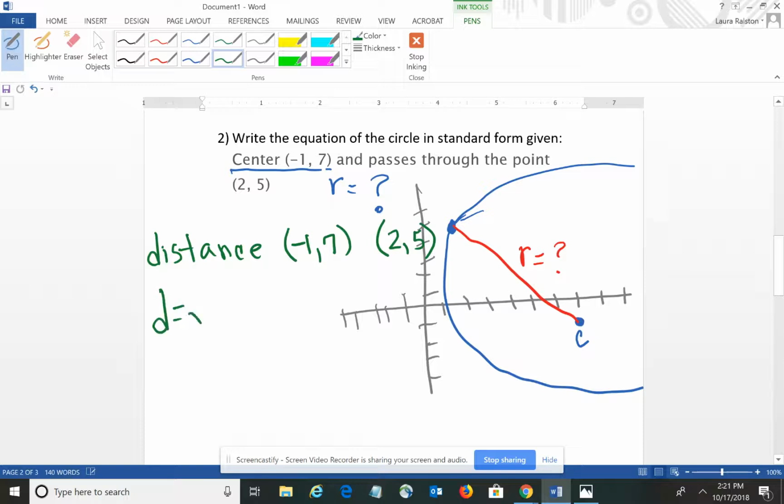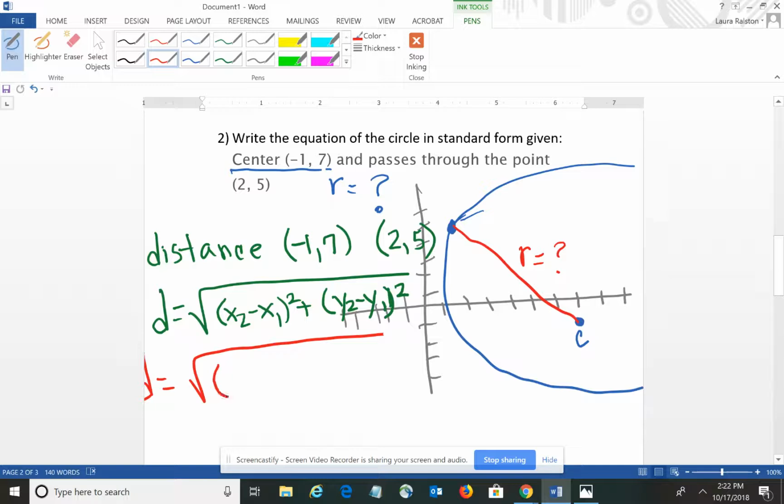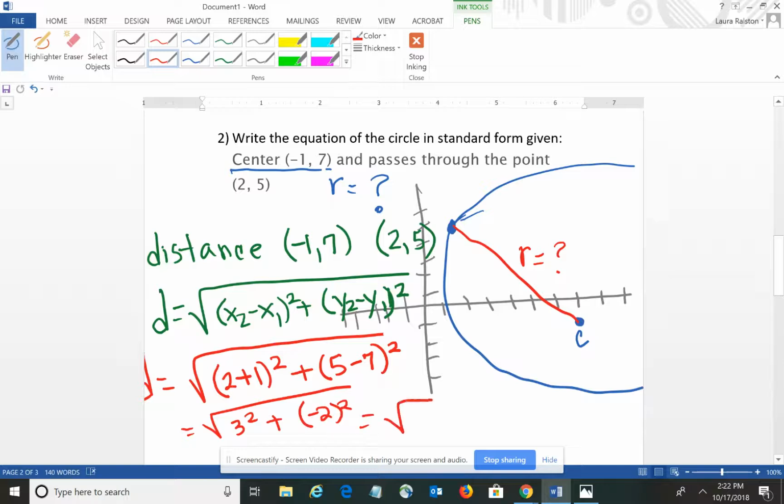Remember, your distance formula is the square root of (x2 - x1) squared plus (y2 - y1) squared. So I'm going to plug and chug. The distance equals the square root of (2 - (-1)) squared plus (5 - 7) squared. So I have the square root of 3 squared plus (-2) squared, which equals the square root of 9 plus 4, which is the square root of 13. So what I've determined is that my radius is the square root of 13.